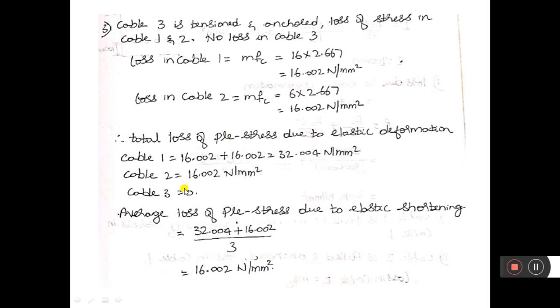So total loss occurring in cable 2 is 16.002 Newton per mm square, and total loss in cable 3 is equal to 0. Therefore, average loss of prestress due to elastic shortening will be equal to (32.004 + 16.002) divided by 3, where 3 is the number of cables. So average loss in each cable is equal to 16.002 Newton per mm square. This is the average loss that will occur in the cables which are provided in the post tension members.